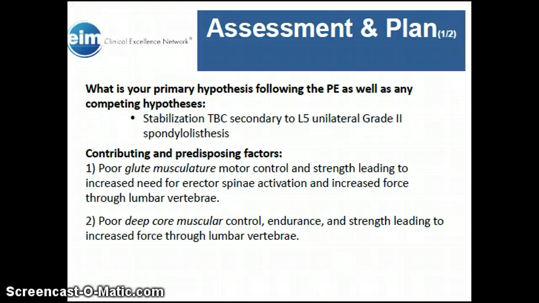So my primary hypothesis is stabilization. He had 2 items for the CPR, which really doesn't give me very good likelihood ratio at all, but I basically ruled out my directional preference, and with the other predisposing factors of the glute musculature, control, and strength, and then also the deep core musculature, control, endurance, and strength, felt like that was the direction I needed to go.